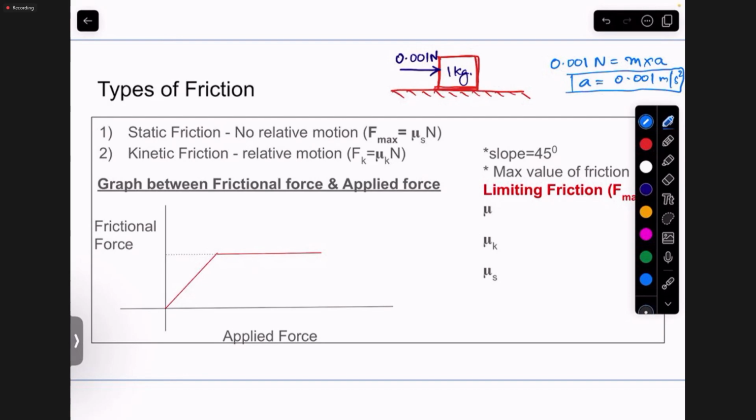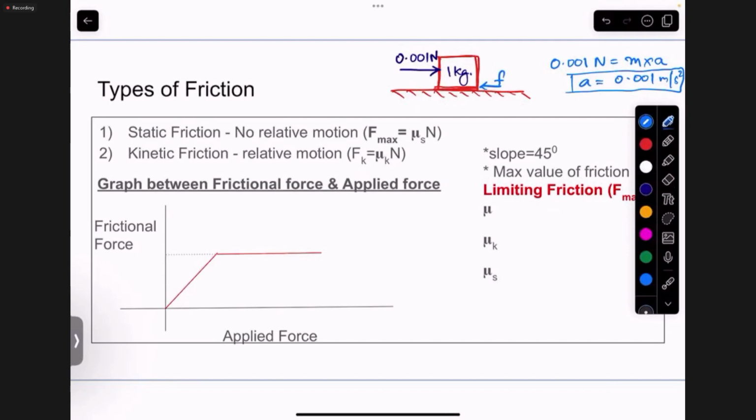But since everything is not that smooth in the real world, what will happen? There will be a frictional force acting. Frictional force will come into play as soon as the 0.001 Newton starts acting on this object, and it will try to oppose this force of 0.001 Newton. That's why I have given the direction opposite to that of the applied external force. So this friction is going to oppose this 0.001 Newton.